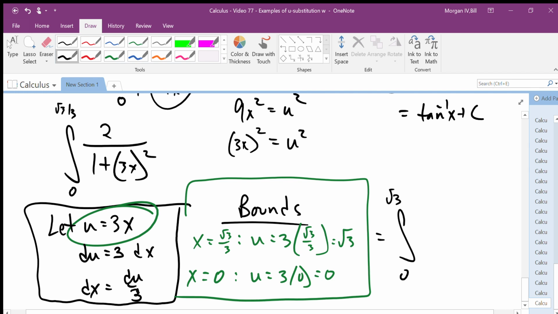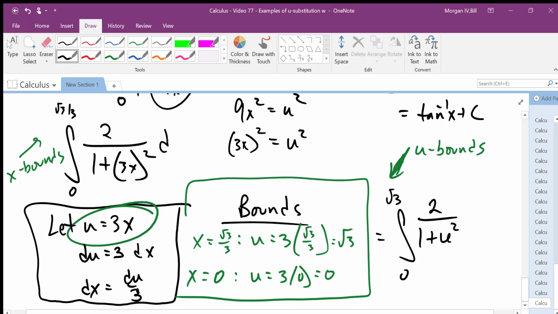So those are my u bounds now, right? X bounds have now become u bounds. The 2 is just going to hang out. This becomes 1 plus u is 3x, so this is 1 plus u squared. You know what I forgot the whole time here was my dx that should have been there. My apologies. Dx is du over 3, so I get du over 3.